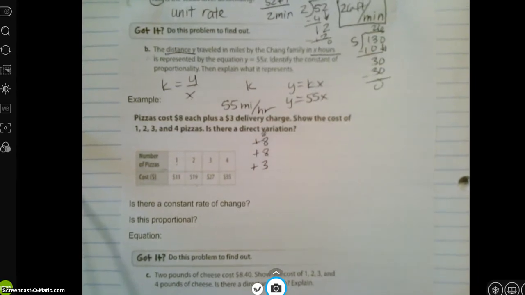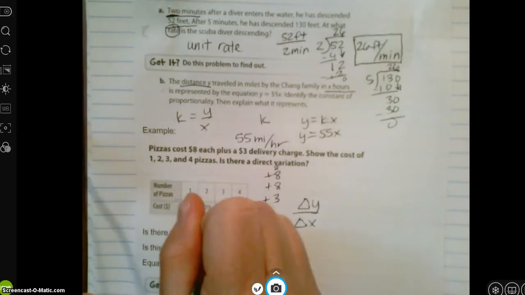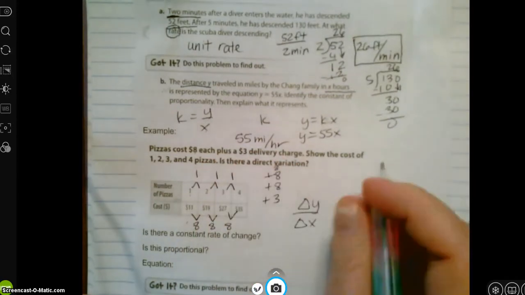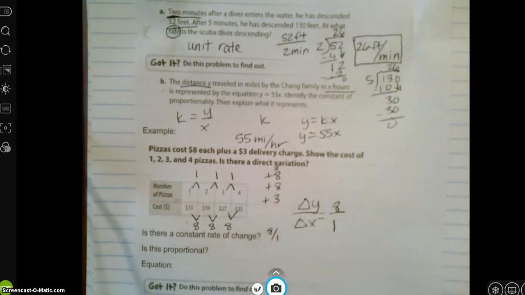And I know I'm talking fast, but I want to get through this. So, constant rate of change, guys, delta y over delta x. How much is it changing by each time? Hopefully you know it's changing by 8, because it's $8 per every one pizza. Please do not put 1 over 8, guys. It's 8 over 1. It's $8 per pizza. So the constant rate of change is 8 over 1. You can just say 8.